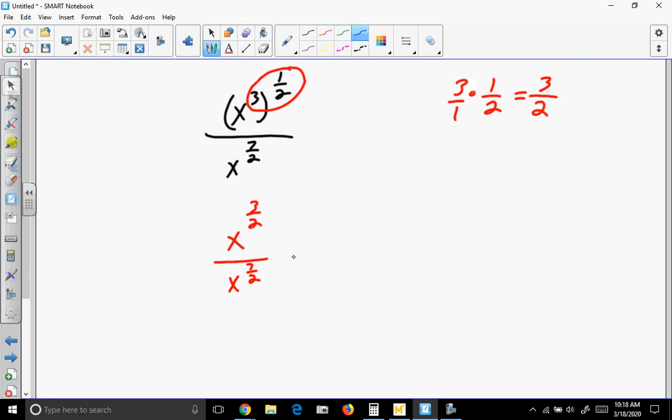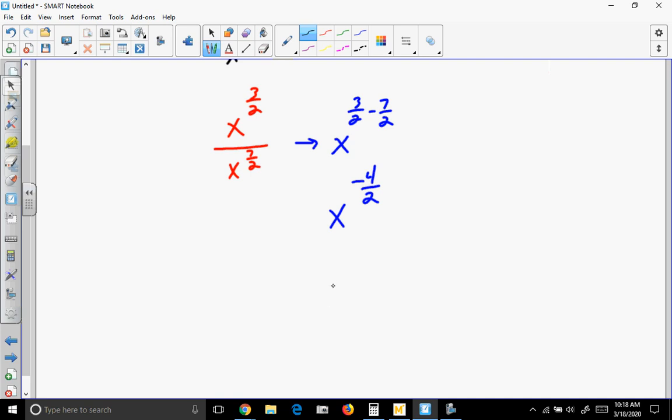Now we can simplify this farther because we're dividing and our bases are the same. So what do we do when we divide and our bases match? Yeah, we subtract the exponents. So we take the exponent on top minus the exponent on bottom. Notice our denominators are the same, so we can subtract our numerators. So 3 minus 7, negative 4 over 2.